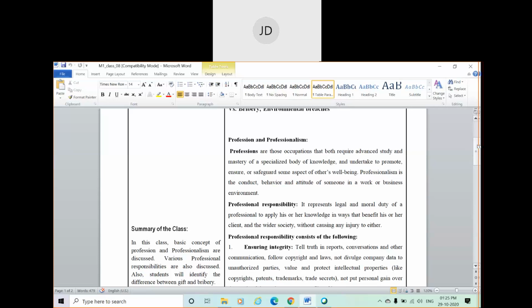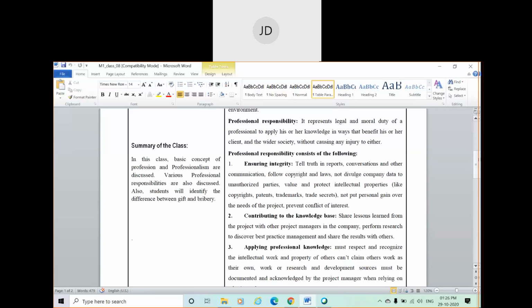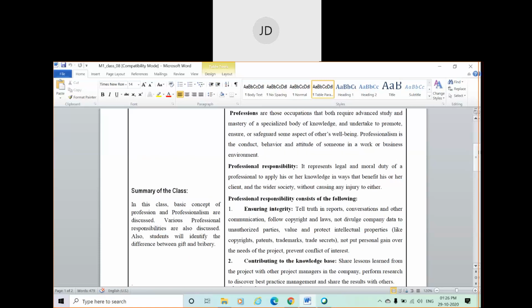It consists of the following, that is, ensuring integrity. That means your loyalty or something like that. Ensuring integrity means you should tell the truth in reports, that means you should prepare your report truthfully. Tell the truth in reports, conversation and other communication. Follow copyright and laws. Regarding copyright and laws, it may be discussed in the coming classes, I think in the last module, module number 5. So you should also follow copyrights and law.